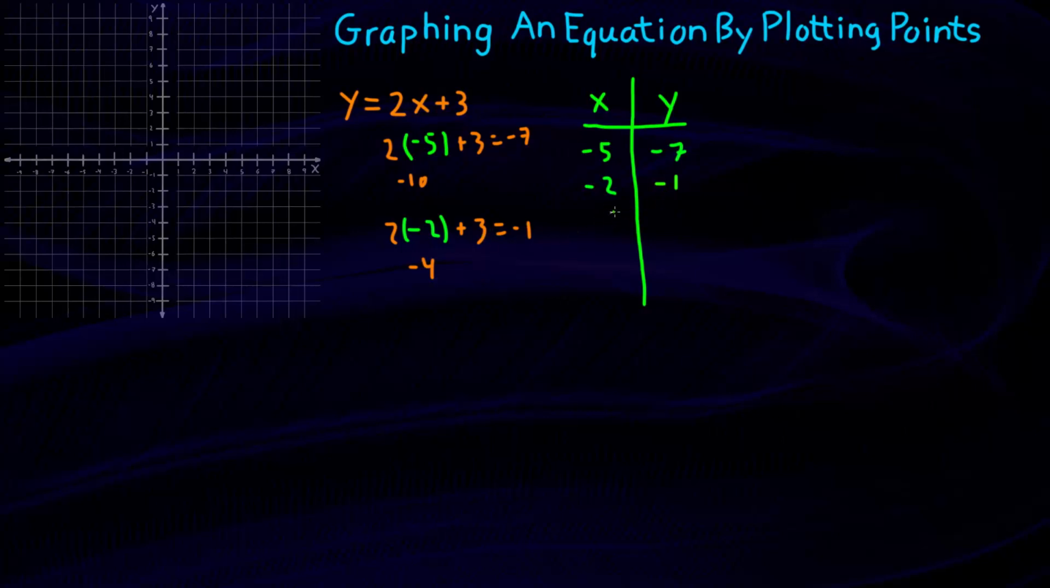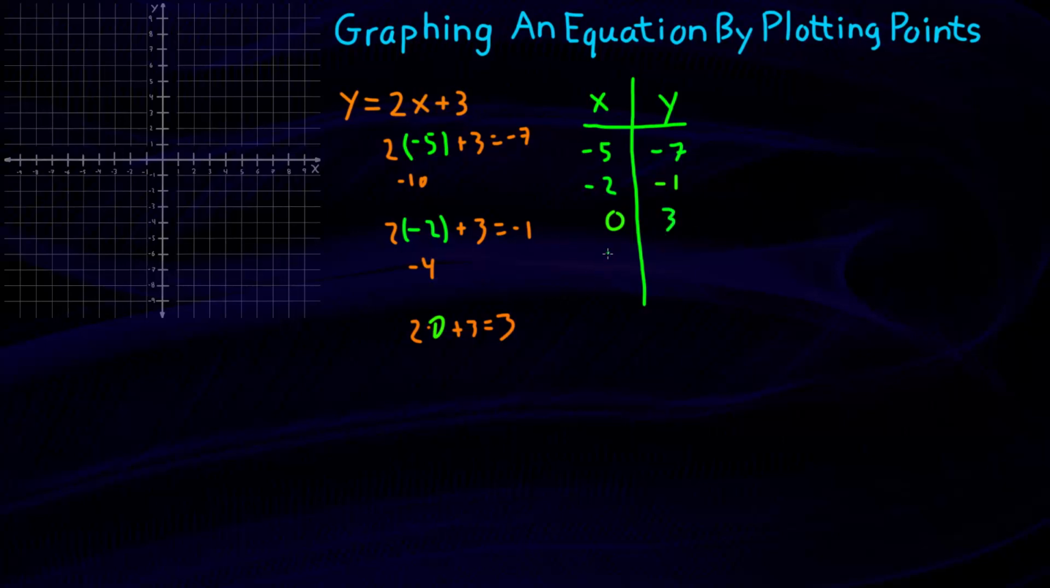Let's go for 0. I'll just write the whole equation. 2 times 0 is going to be 0, plus 3 is 3. So for x being 0 for this equation, y is 3.